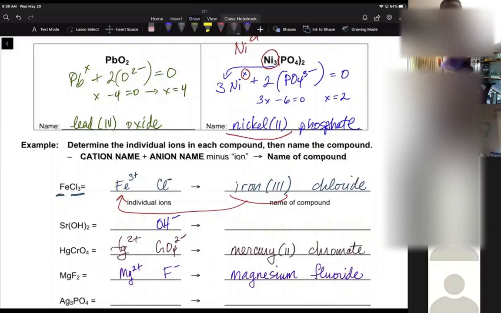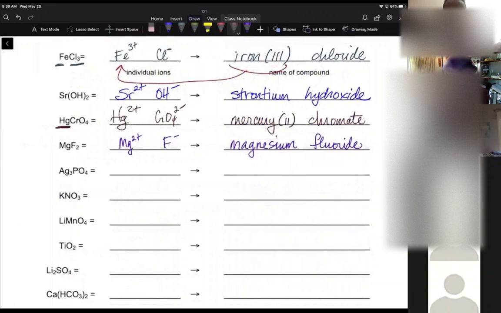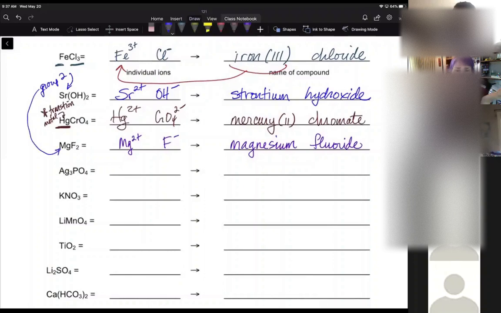So why do strontium and magnesium not get a Roman numeral, but mercury does? Strontium is not in the transition elements. It is in group 2, so we know it's a 2 plus. Magnesium is also in group 2. It has to be a 2 plus. So that's why they don't need a Roman numeral. Look up your polyatomic ions and make sure you got them written down with the right charges.